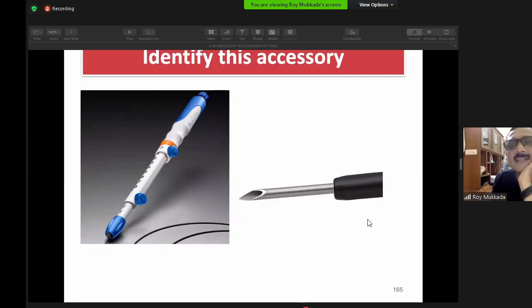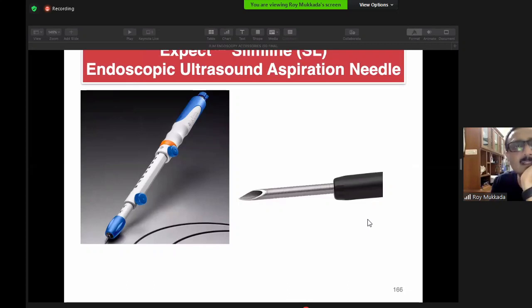Can you identify this accessory? Sir, this is an EUS FNA needle. Probably an Expect needle from Boston Scientific. EUS fine needle aspiration needle.